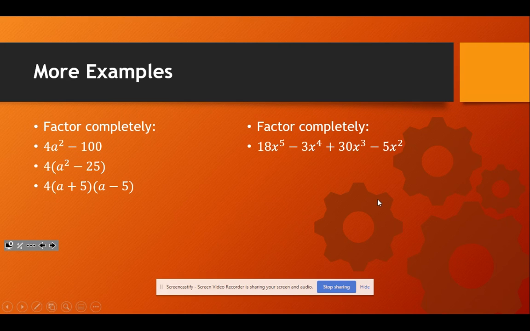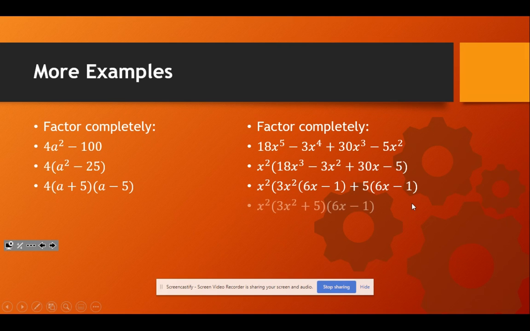On the right side, I can first factor out an x squared. That leaves me with 18x to the third minus 3x squared plus 30x minus 5. From there, because I have 4 terms, I need to do factoring by grouping. On the left side, we have a GCF of 3x squared. On the right side, I'm left with a GCF of 5. In both sets of parentheses, I have a binomial of 6x minus 1.